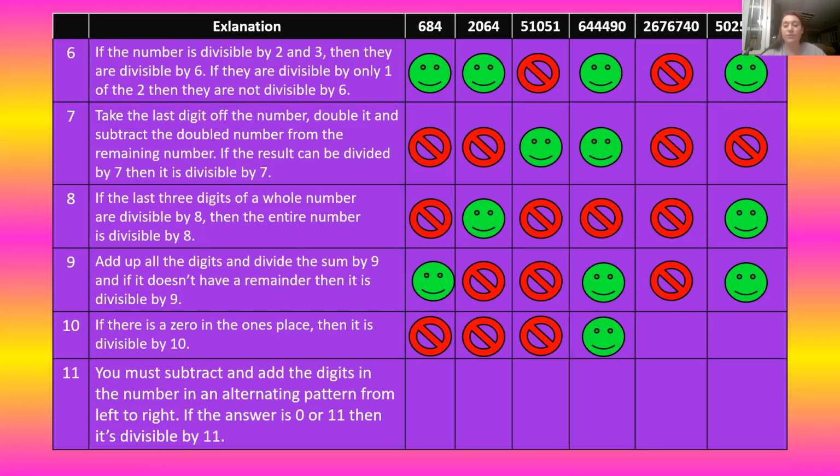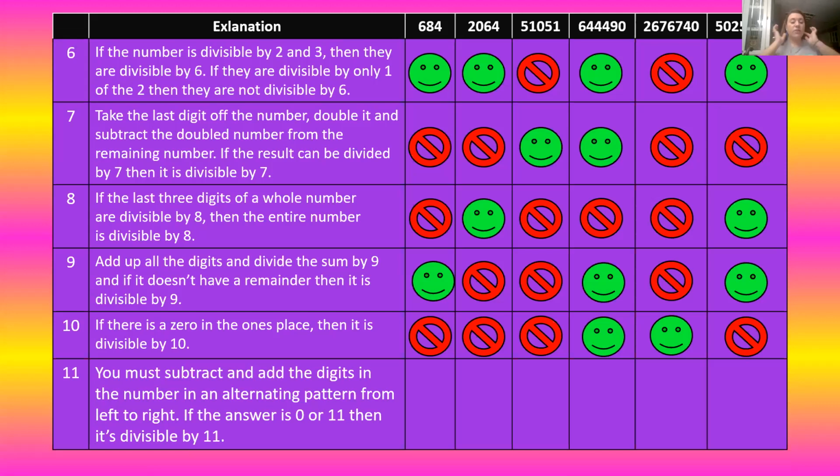So now we have 2,676,740. It ends in a 0, so it is also divisible by 10. And 50,250,528 does not end in a 0, so it is not divisible by 10. Now, for 11, you must subtract and add the digits in the number in an alternating pattern from left to right. If the answer is 0 or 11, then it's divisible by 11.